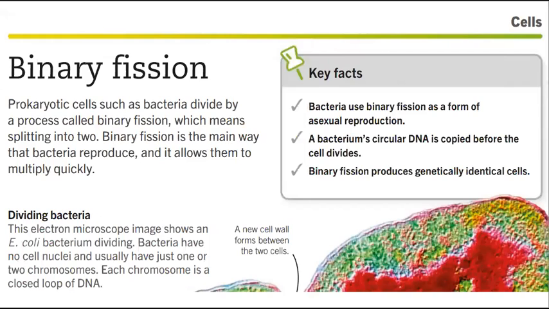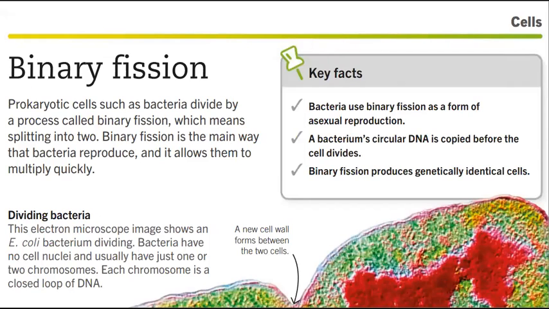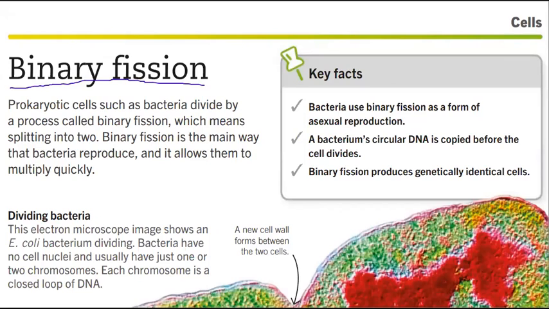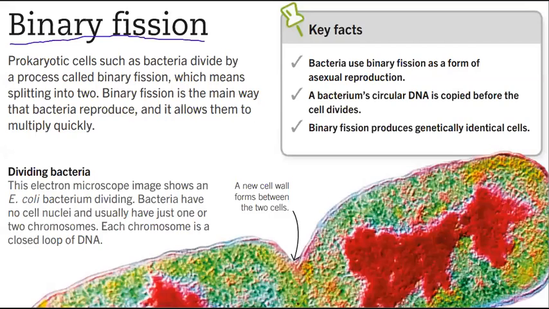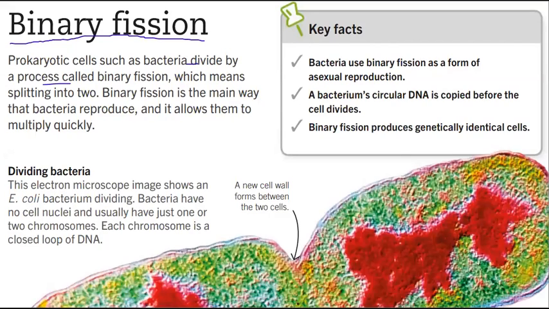Moving on to the most important point in cell biology, that is binary fission. Prokaryotic cells such as bacteria divide by a process called binary fission, which means splitting into two. Binary means two. Binary fission is the main way that bacteria reproduce, and it allows them to multiply quickly.